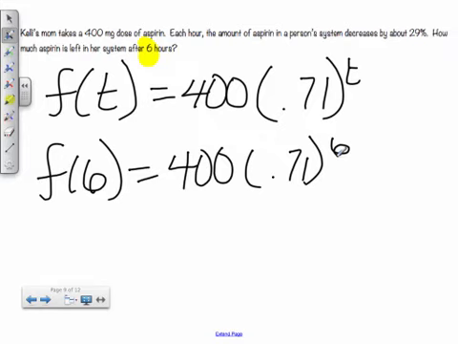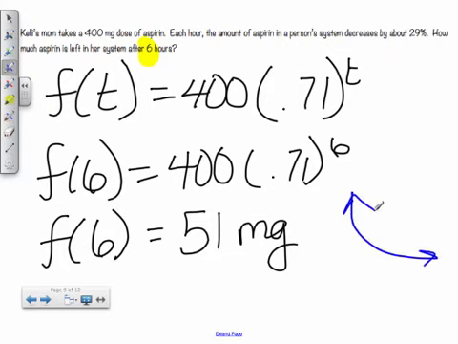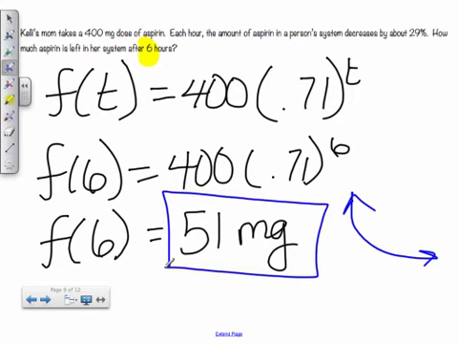Go ahead and plug that into your calculator, and you will see that after 6 hours, it goes from a whopping 400 milligrams to just 51 milligrams because, again, it decreases pretty fast at first, and then it starts to taper off, level off. Okay, so your answer to this question is 51 milligrams.